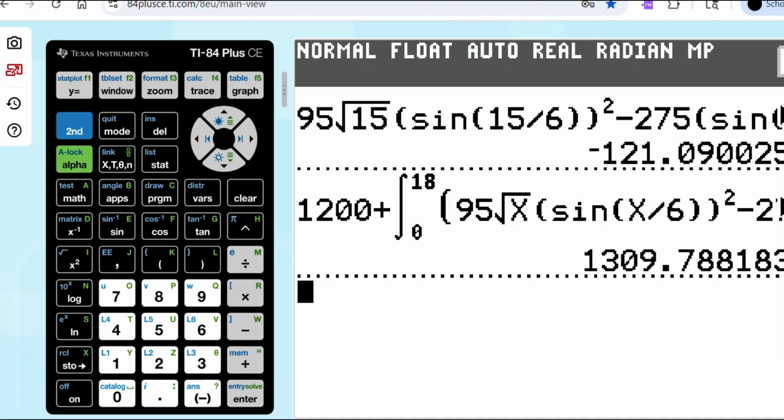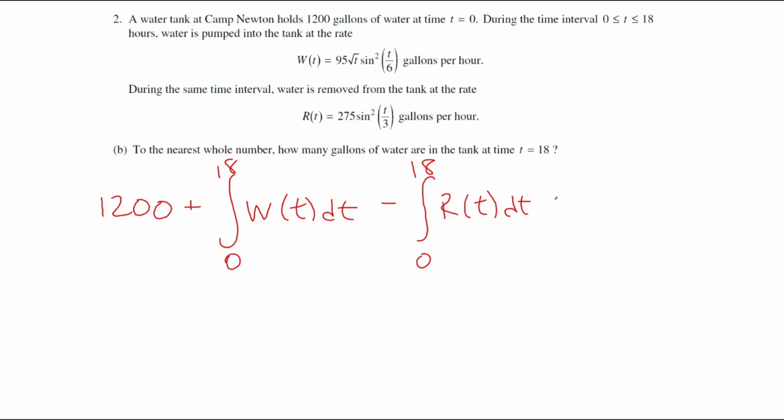When we integrate it, we get 1,309.788. It said to round to the nearest whole number, so that'll be 1310. So we'll say this is approximately equal to 1,310 gallons. And they gave you 3 points there for doing that: 1 for having the correct limits of 0 to 18, 1 for the correct integrands, W minus R, and 1 for the final answer.